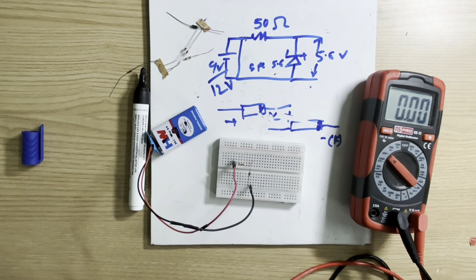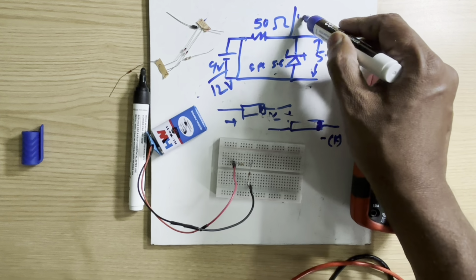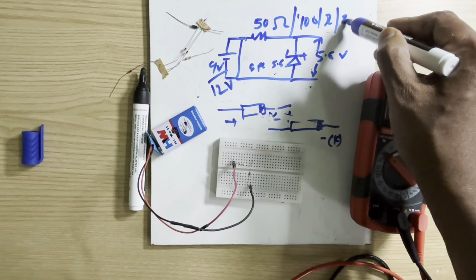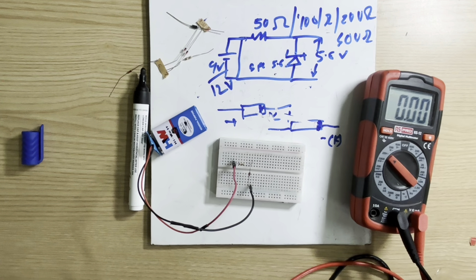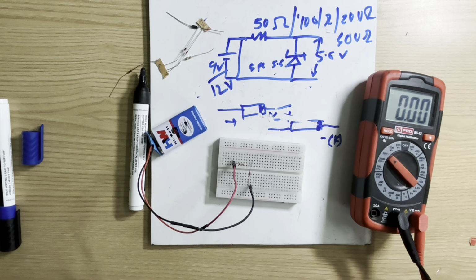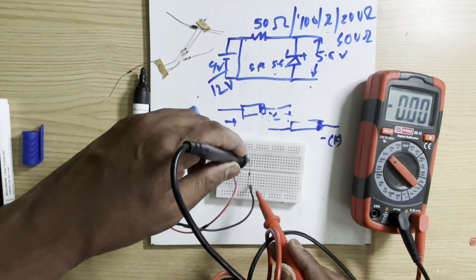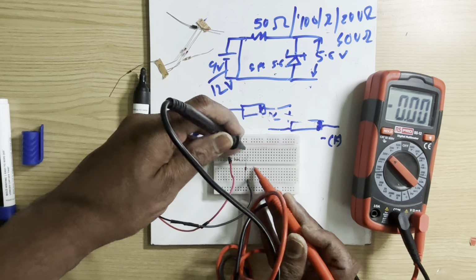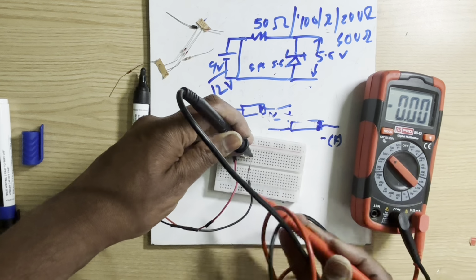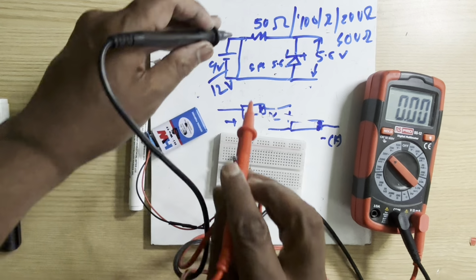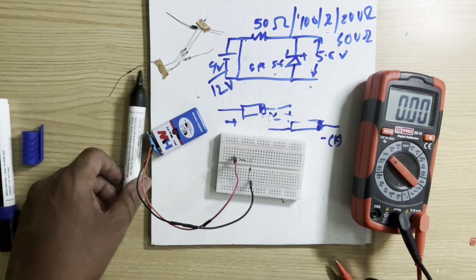I request you to make this exercise more interesting by changing this resistance value to 100 ohms, 200 ohms, 300 ohms, and just check the voltage output. You have to measure the voltage at this end, like this. So I get 5.6 volts. See, it's a continuous 5.6 volts, and this is the input.